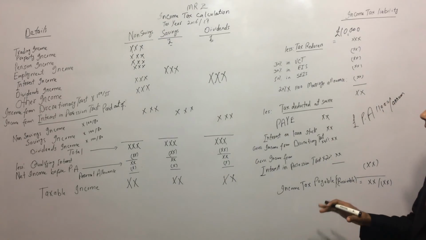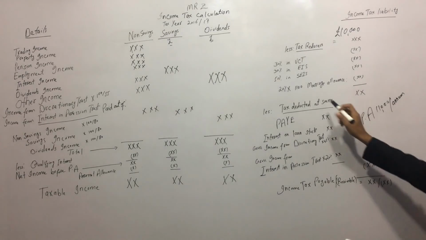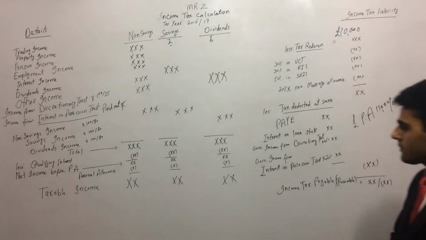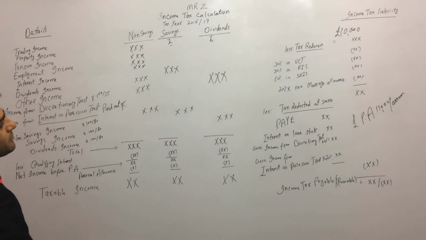Another thing which is not mentioned in the notes is marriage allowance, 20% of 1100, which is a tax reducer as well. This is not mentioned in the pro forma which is given to you in the notes. All right, and apart from that, I think everything is mentioned in the notes. So please make sure you write down everything I've listed on the board. All right. So that was our income tax pro forma.